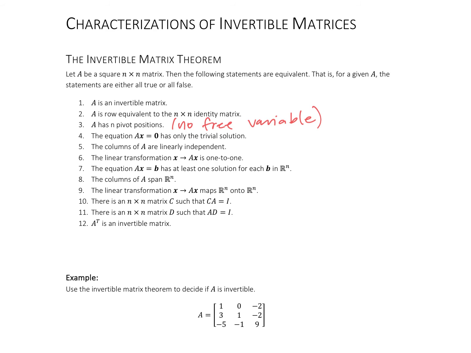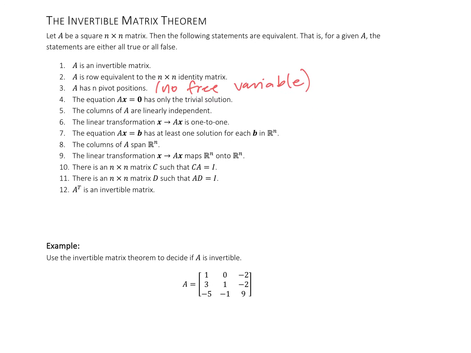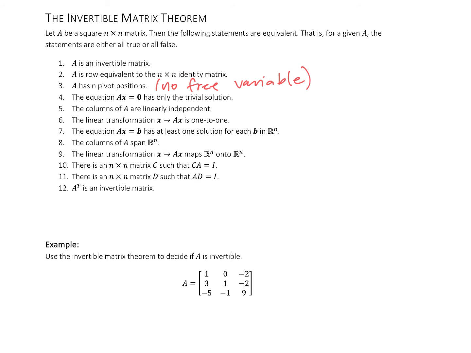So that means that again, if it's in our span, they are linearly independent. The linear transformation maps onto. If there's an n by n matrix C such that CA equals I, so again, that's talking about the inverse, or if your transpose is an invertible matrix. So we're going to use this theorem to decide whether or not this matrix is invertible.